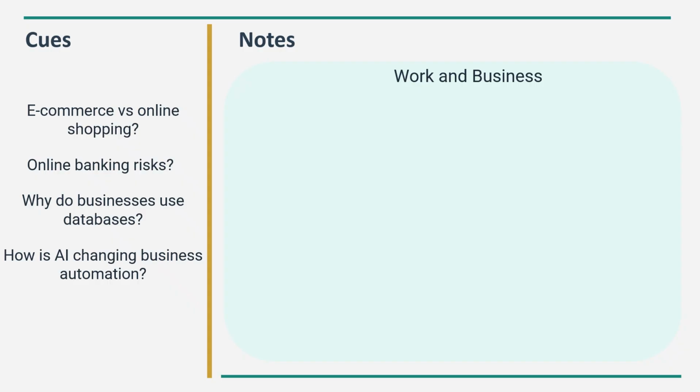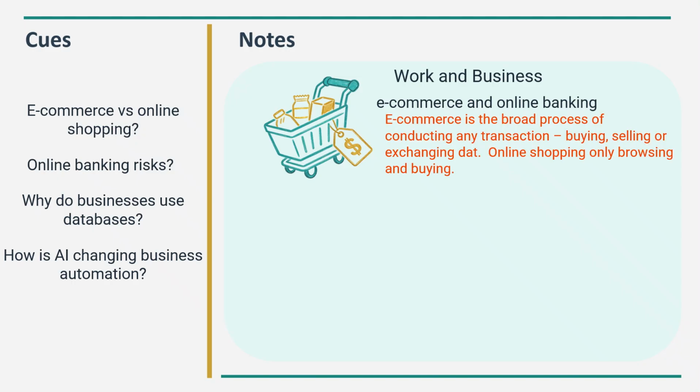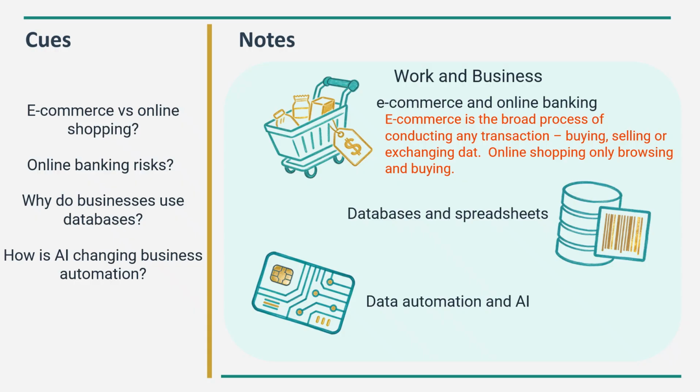Another example in work and business is e-commerce and online banking. Please note that e-commerce is the broad process of conducting any transaction, including buying, selling, or just exchanging data, whereas online shopping includes browsing and buying. Online banking saves on time and transport, but it also increases risks like phishing and identity theft if people are careless with their passwords. Databases and spreadsheets are used for stock and customers, and automation for data and AI.